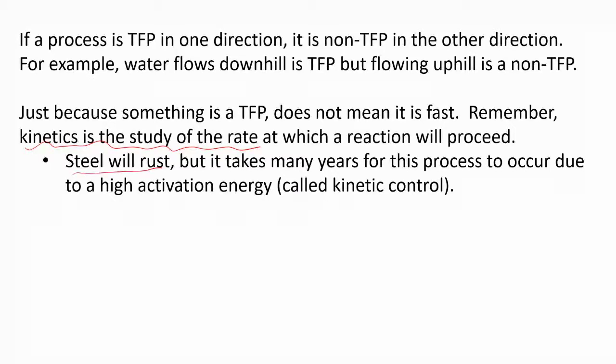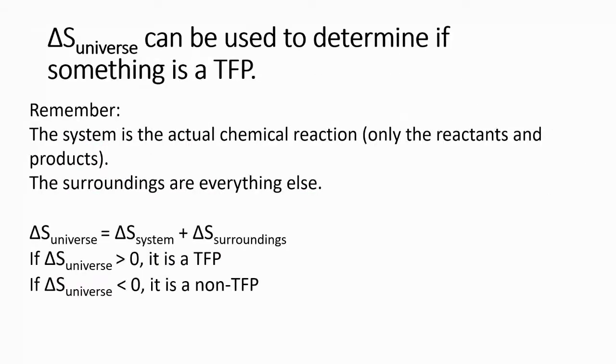Steel does rust, but it is going to take many years for this process to occur because it has a high activation energy, which we call kinetic control. Steel rusts naturally without the help of any outside source. But the speed at which it happens is a fairly slow process. So do not get these two concepts confused. Whether it happens naturally is not how fast it happens.